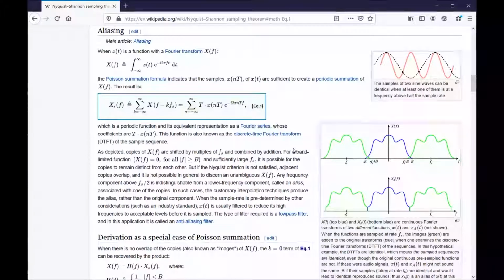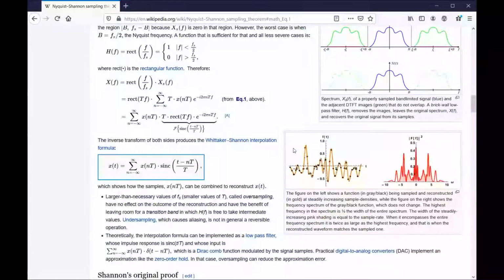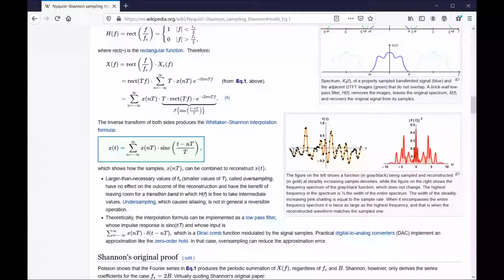We can do that very easily with heading level navigation. Derivation as a special case of Poisson summation edit link edit section. Shannon's original proof edit link edit section. Okay. Poisson shows that the Fourier series in visited link EQ.1 produces the periodic summation of x of f regardless of f sub s. And now we know what f sub s is, and we know what x of f is. And B. Shannon, however, only derives the series coefficients for the case f sub s equals to B.